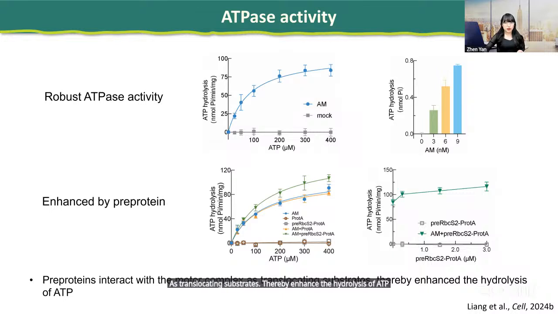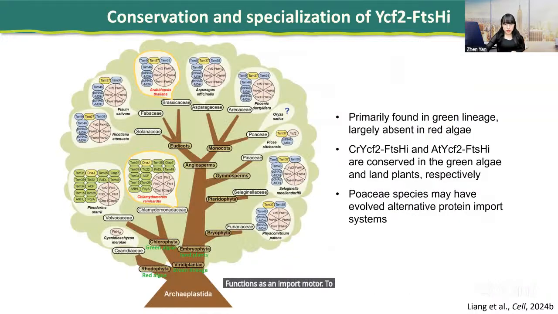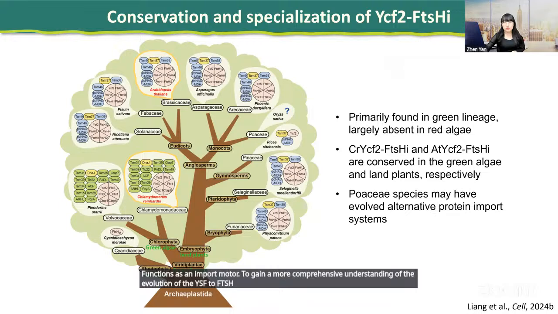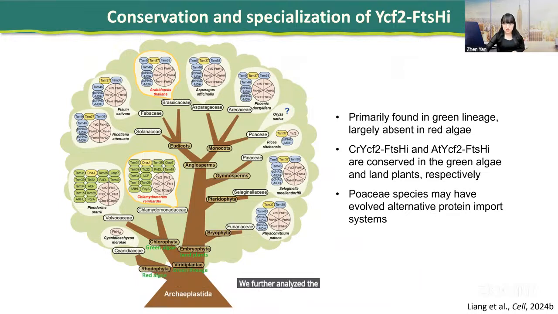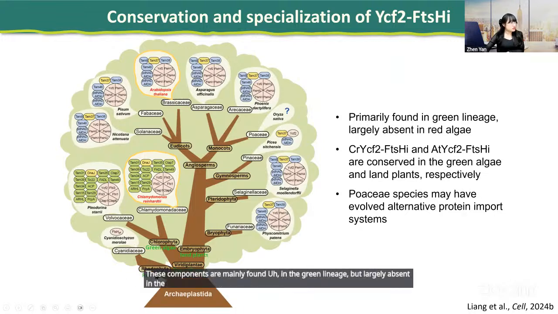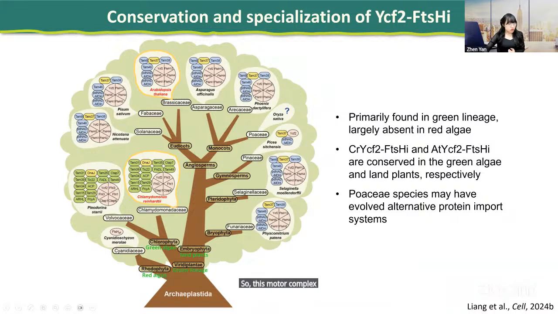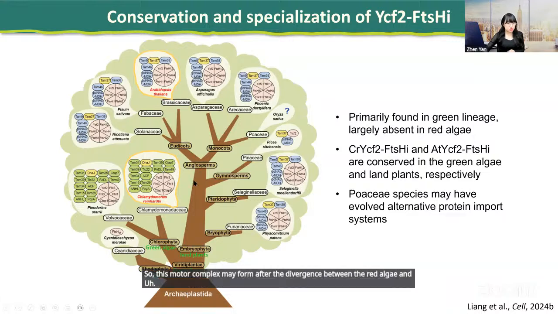So now from a biochemical view, we once again proved that the YCF2 FTSHI complex functions as an import motor. To gain a more comprehensive understanding of the evolution of the YCF2 complex, we further analyzed the presence of these components across different species. These components are mainly found in the green lineage, but largely absent in the red algae. So this motor complex may have formed after the divergence between the red algae and the green lineage, these two branches.